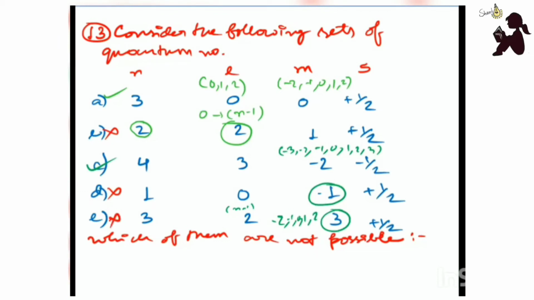So B, D, and E are not possible. So what will be the answer? That will be B, D, and E, right? So let's see question number 14.